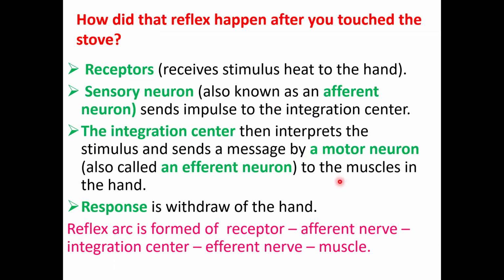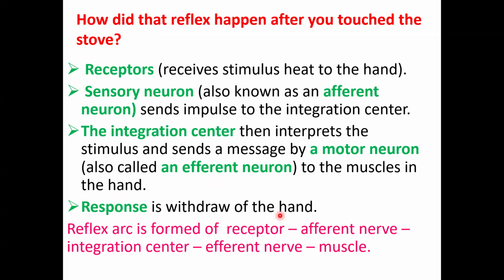That sends the impulses to the muscles of the hand in this situation, and withdraws your hand from the fire. This is very, very important. Okay? This action, we call it the response. This is number 5. What is the response in our story? It is withdrawal of the hand away from the stove.